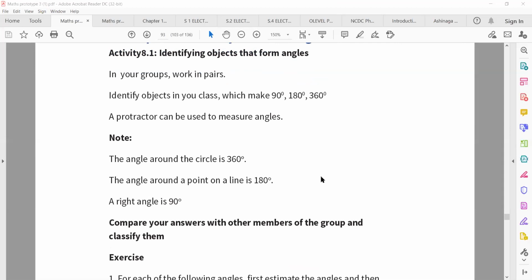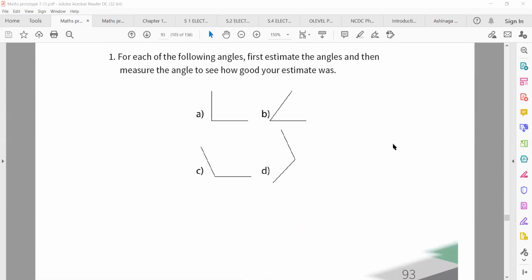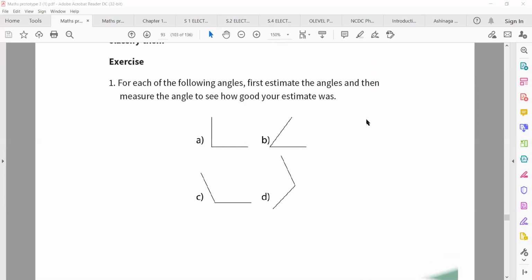I'll request us to try out that example in our books, and we get the different answers from the different girls. The question is saying for each of the following angles, first estimate and then measure the angle to see how good your estimate was. I think Teacher Martha, by just looking at the shapes, they can easily estimate the angles. Maybe we can do it quicker and save the day, but they have to do this in their books at the end of the day.